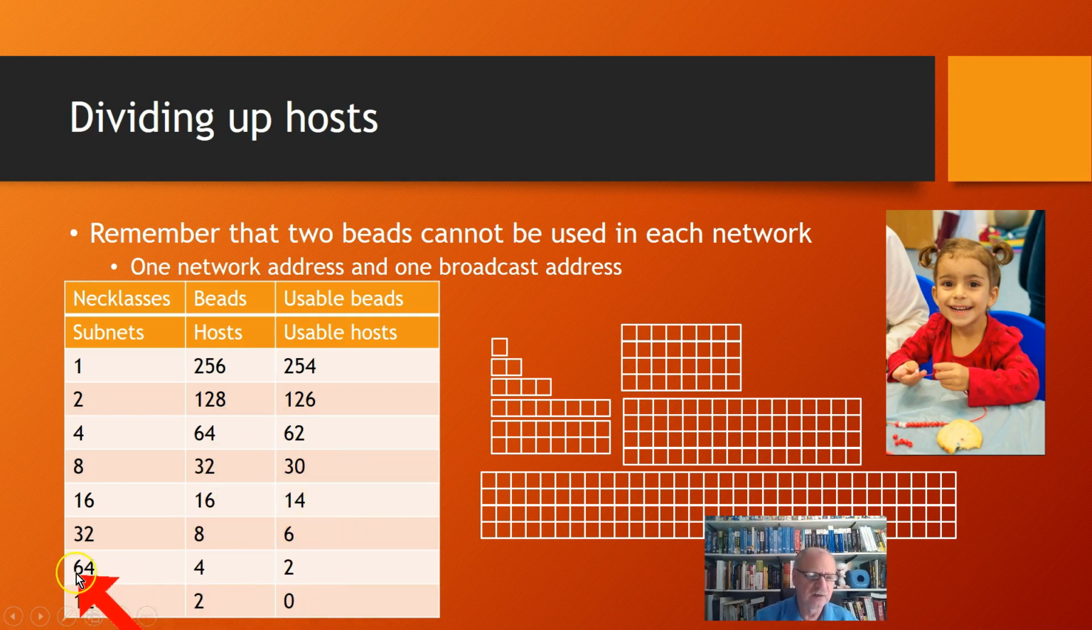So you can see she could make 64 necklaces and get two beads in each necklace. You can't make much of a necklace with two beads, but in subnetting you can. And then at 128, now she can't really use 128 because there wouldn't be any beads left. There's two beads, but they're both broken here. One is the network, one is the broadcast. So she can't really do this. She can't make just 128 necklaces.